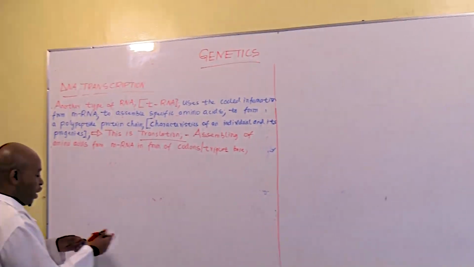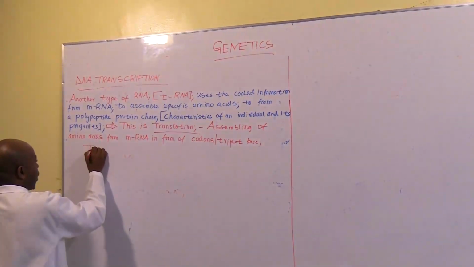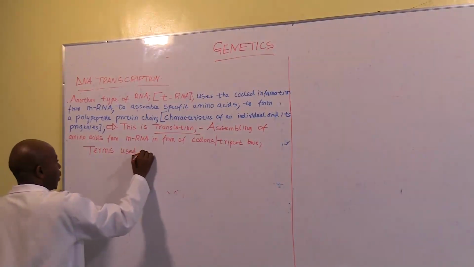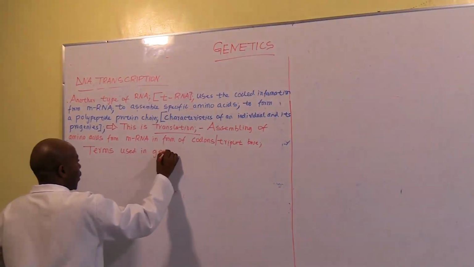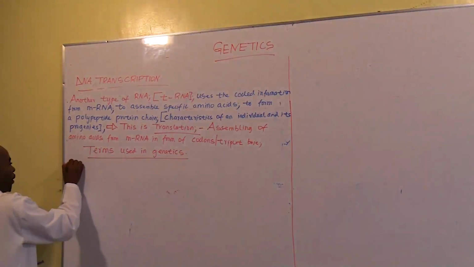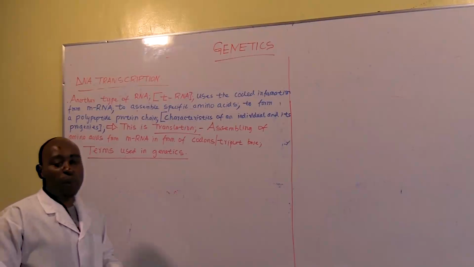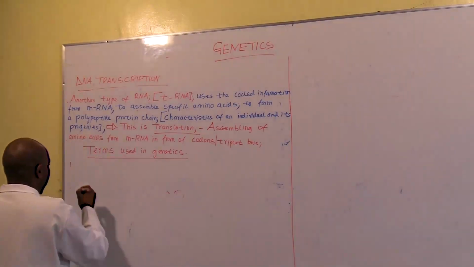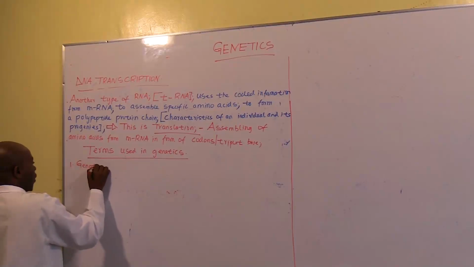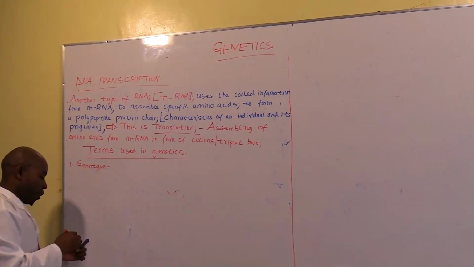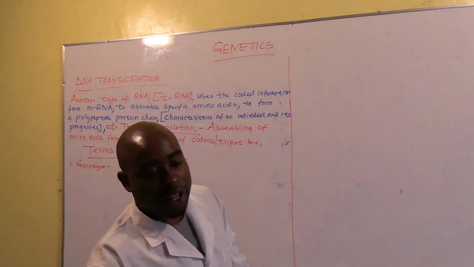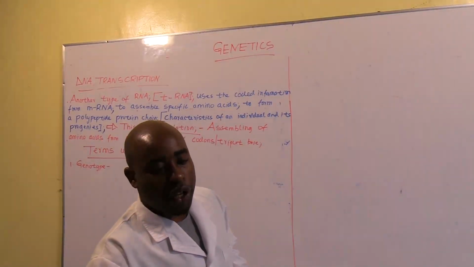So, terms used in genetics. Let us start with the simpler terms as we proceed to look at more complex terms. So the first term is genotype. Genotype is very important in understanding genetics because it will be used several times.